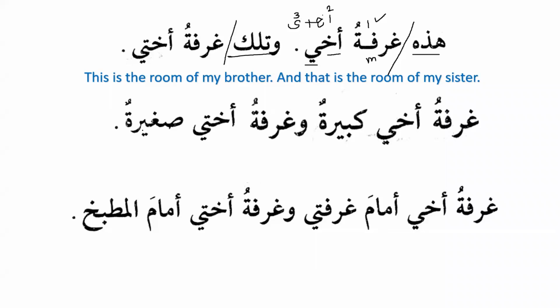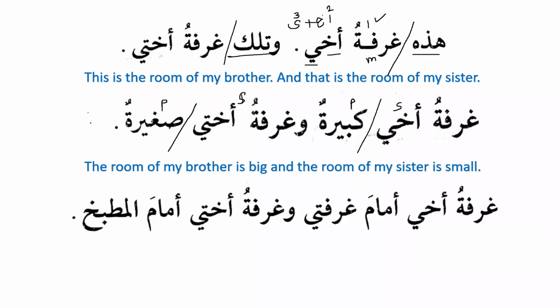Then we have ghurfatu akhi kabiratun. Now ghurfatu akhi, again, is a complex mudaf mudaf alayh construction. The room of my brother is big. Wa ghurfatu ukhti saghiratun, and the room of my sister is small. We know that this is subject and this is predicate, mubtadaun wa khabarun. Similarly, ghurfatu ukhti is subject and saghiratun is predicate, mubtadaun wa khabarun. The room of my brother is big and the room of my sister is small.